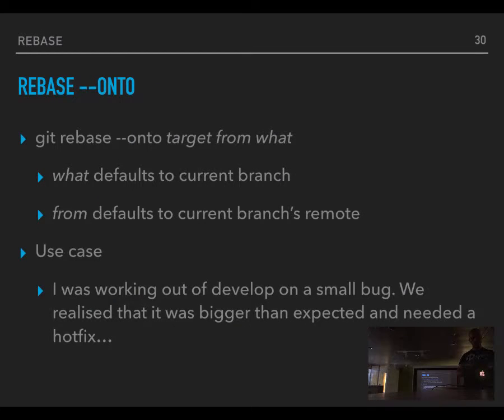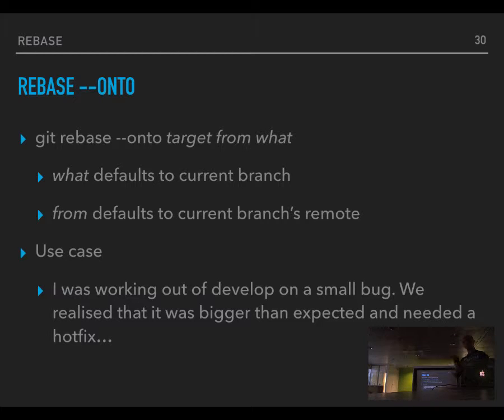Last thing that I'm going to show you live afterwards is rebase onto. So the syntax is git rebase --onto some target from what? So from what you rebase, what you are rebasing. So what, it defaults to the current branch. I like that git actions always work on my current branch if I don't tell it otherwise. So I never say the what on any command.